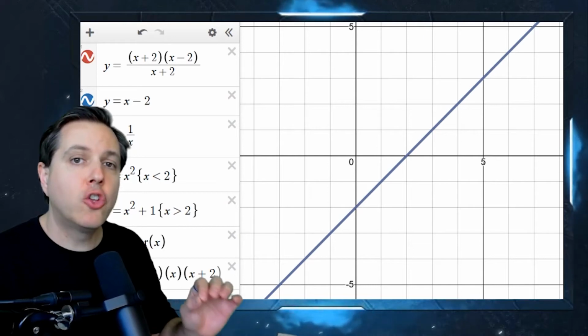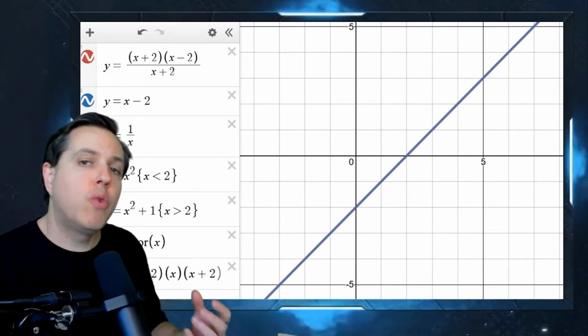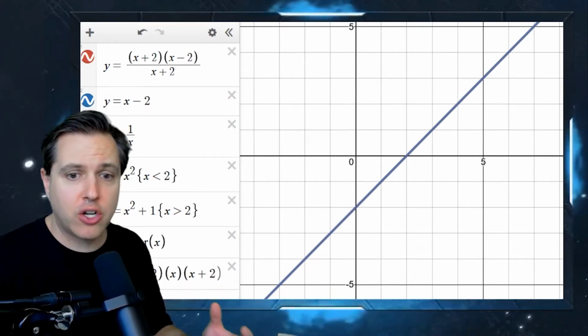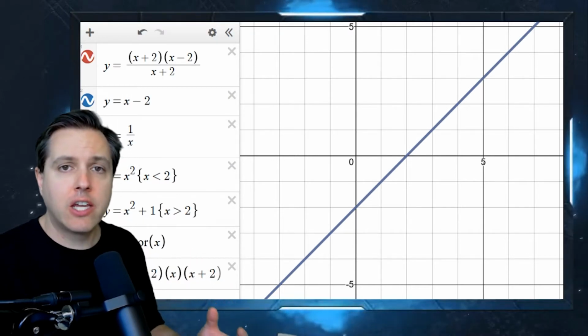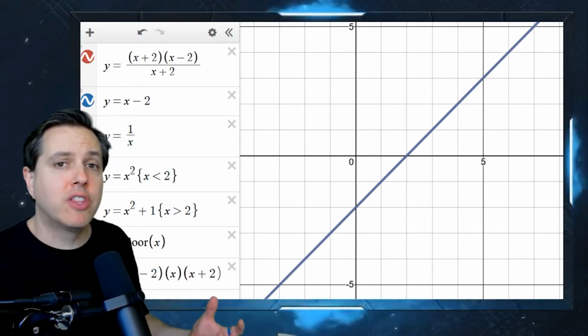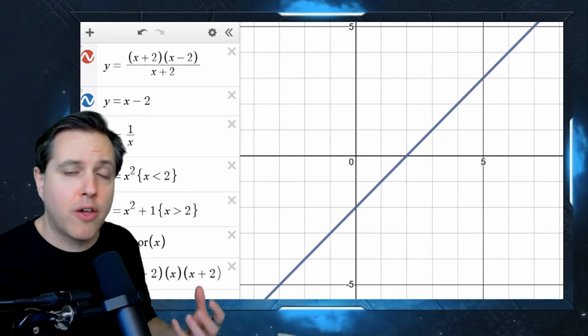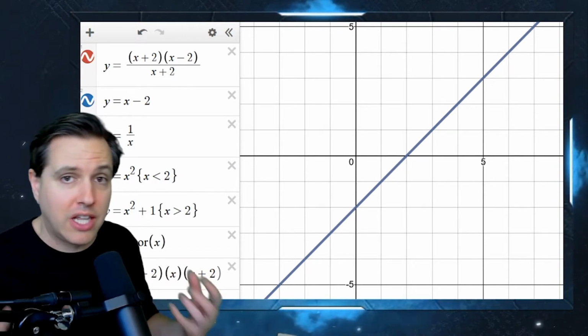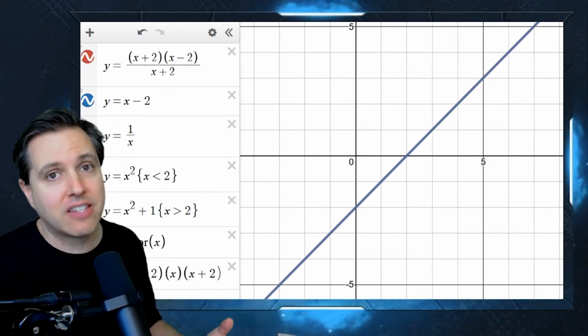Okay, we want to take a look at continuity. Now, we already have an intuitive understanding of what continuity means. Basically, you can think of it as if you can draw the graph on your paper without lifting your pencil, then that thing is continuous.